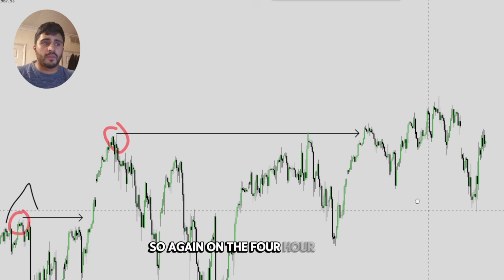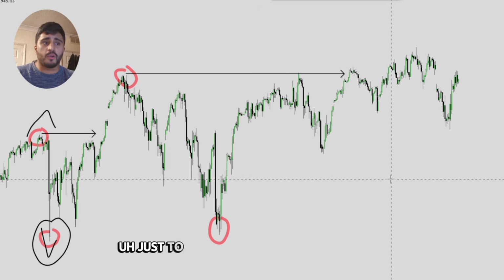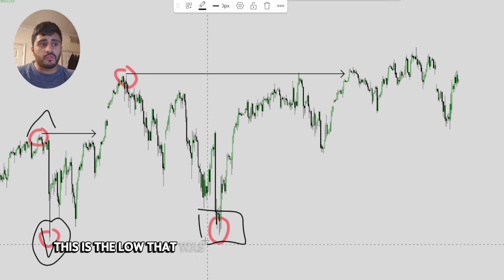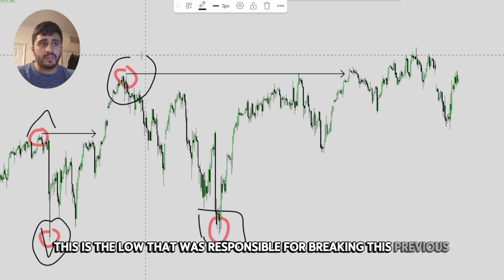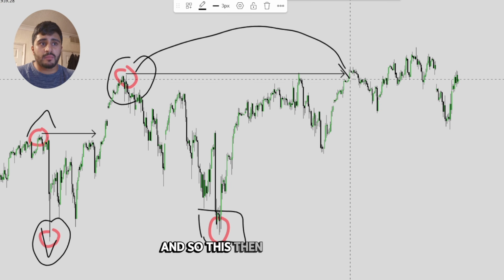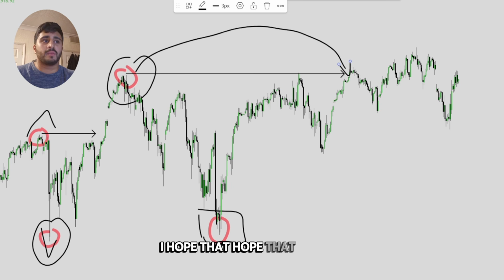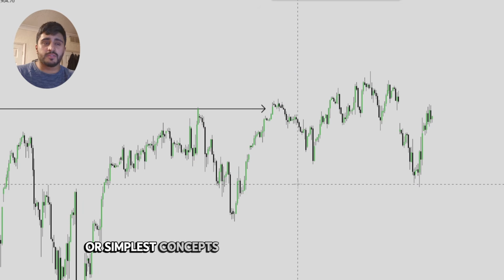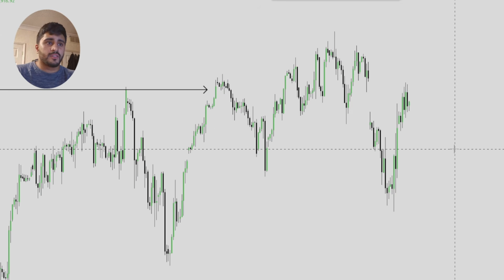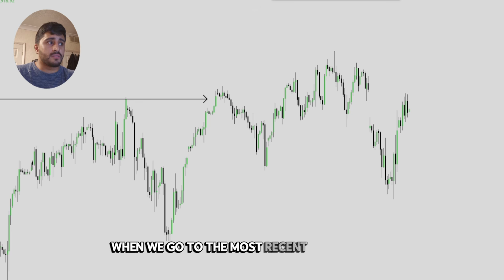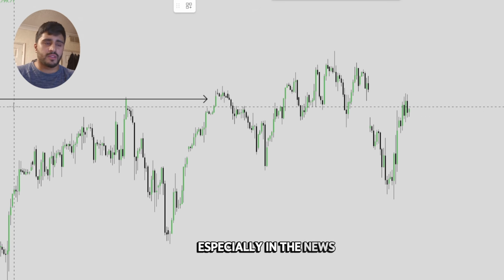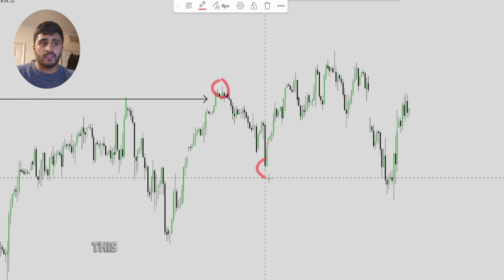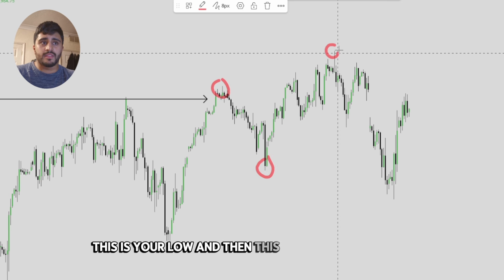Again, on the 4-hour time frame, just to go over the market structure again, this is the low that was responsible for breaking this previous high, and so this then becomes the high. I hope that makes sense. Market structure is one of the simplest concepts if you can understand how to use it. Now on the 4-hour, when we go to the most recent market structure, especially with the news and everything that's going on with Donald Trump, this is your high, this is your low, and then this is your high.